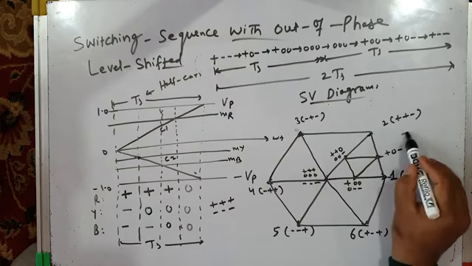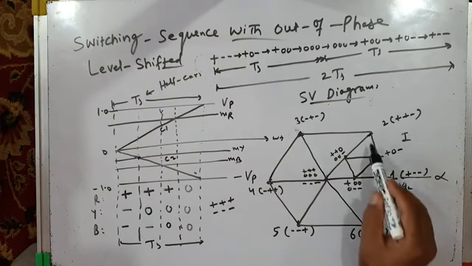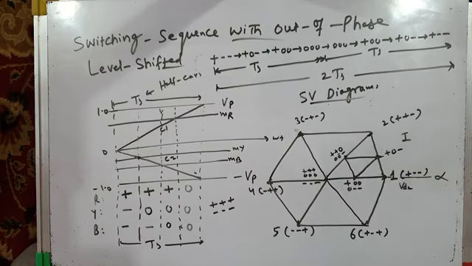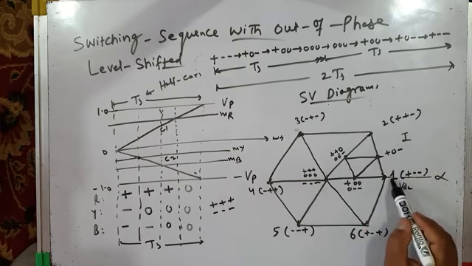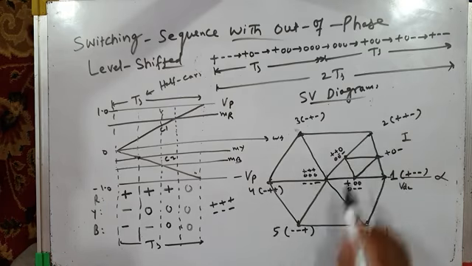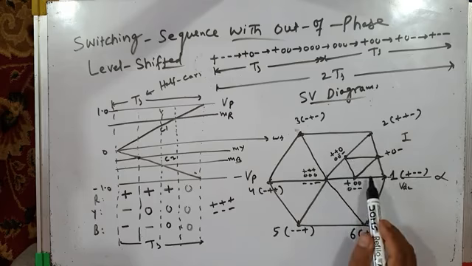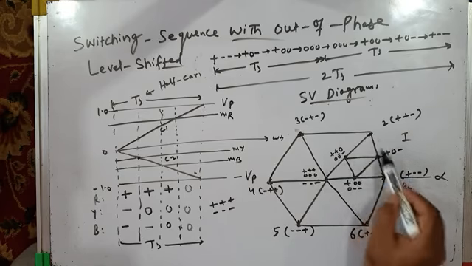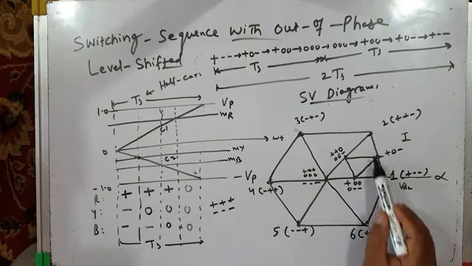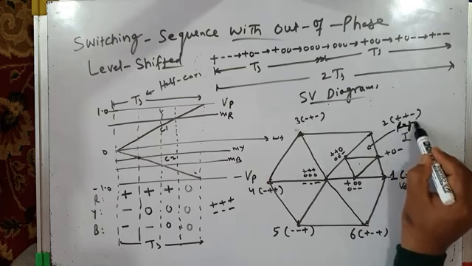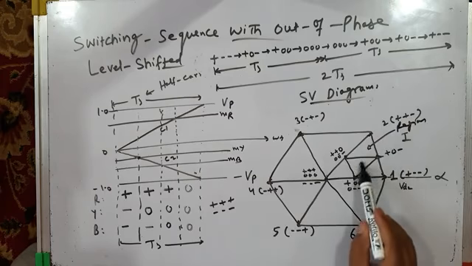This is your sector 1. In 2-level inverters, sector 1 had only 1 triangle. You did not have these middle voltage vectors. But in a 3-level inverter, in addition to these external voltage vectors, you have these middle voltage vectors also. When you join them, in sector 1 you have 4 sub triangles. This big triangle is called a sector, and it contains 4 small triangles, 1 2 3 4. These are called regions. So sector 1 has 4 regions.